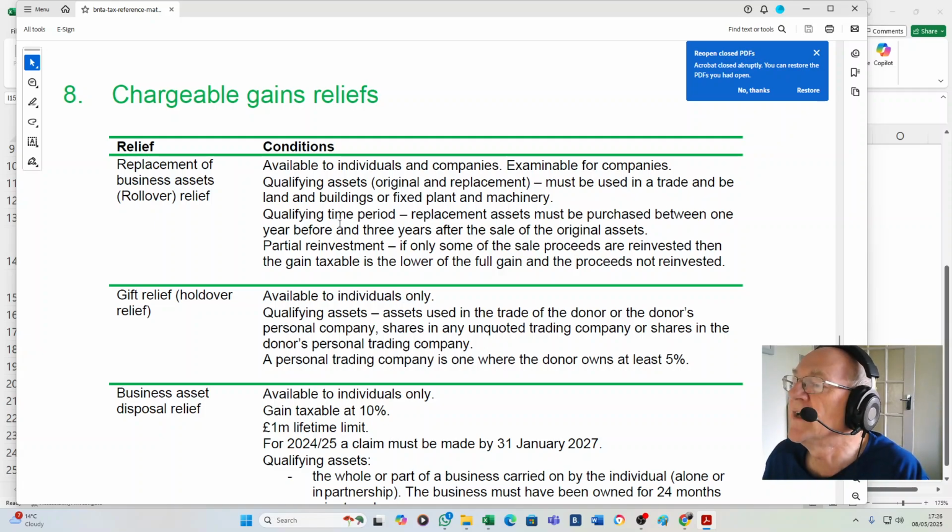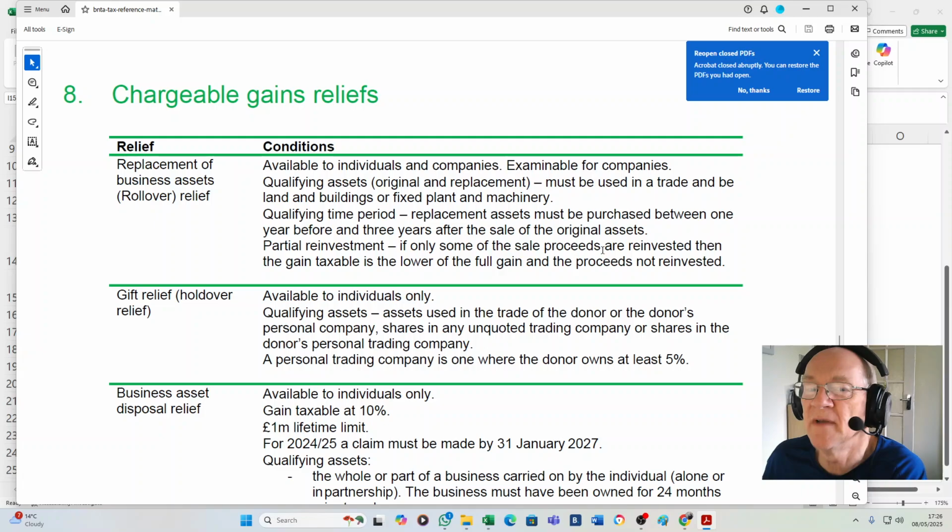Must be used in a trade and land and building, so if part of it wasn't a trade, let out to somebody else as an investment or something like that, or somebody lived in part of a factory, that wouldn't count. And then read the bits. Qualifying time period, replacement assets must be purchased between 1 year before and 3 years after the sale of the original assets. That's the information we need. And then the partial reinvestment, if only some of the sale proceeds are reinvested to buy a cheaper factory, then the gain taxed will be lowered for the proceeds not invested.